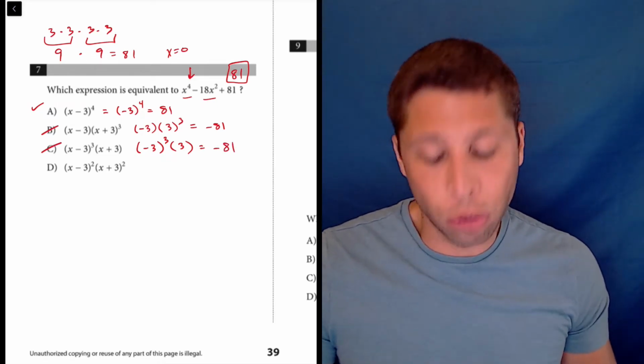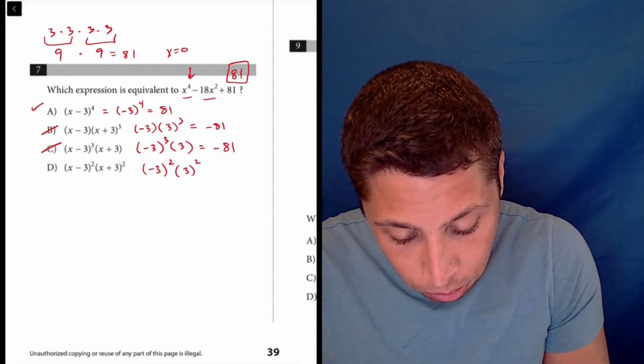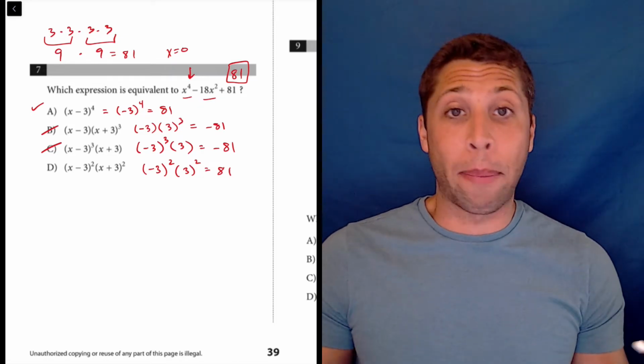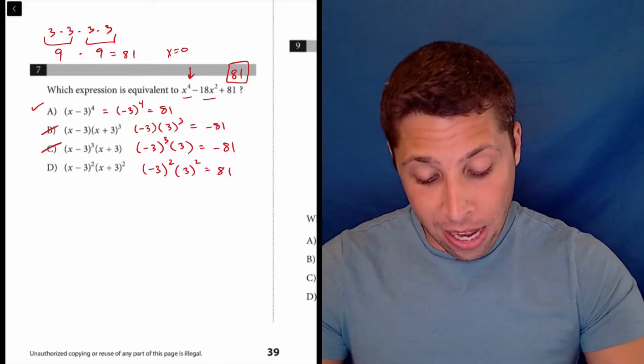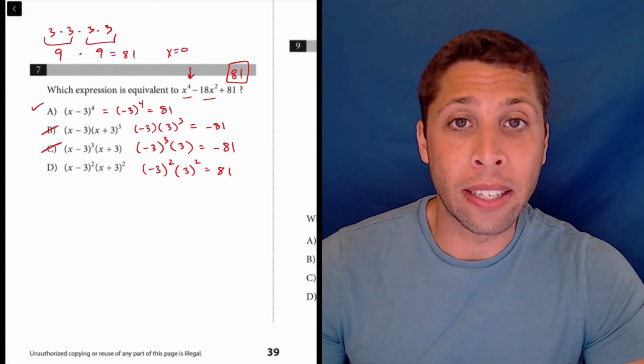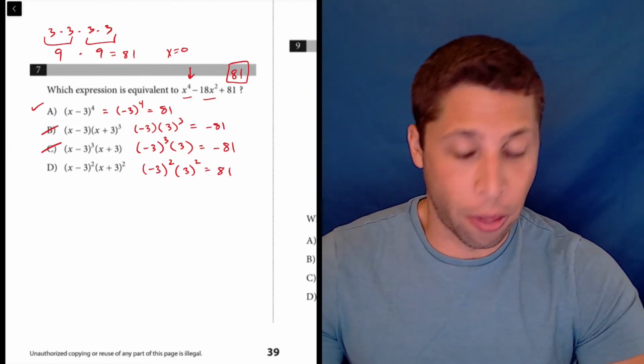But that gets us to choice D. This is going to be negative 3 squared times positive 3 squared, and that is going to be a positive 81. So I knew this was going to happen. I had a feeling. So how do we deal with it? Some of you will be able to reason this out at this point and just be like, yeah, it's probably going to be one or the other.